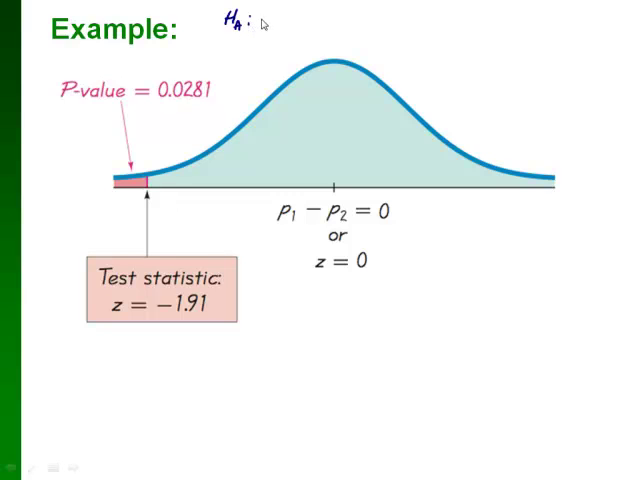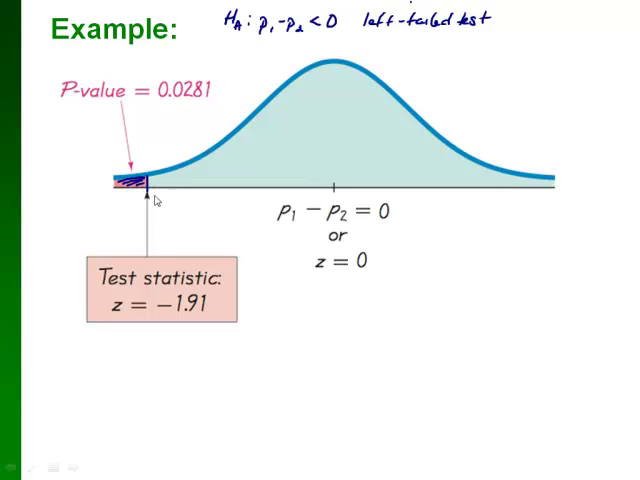And here's our picture, and remember that our alternative hypothesis was that P1 minus P2 is less than 0. That means this is a left-tailed test. Which means that we've got our test statistic here, and we're going from there to the left when we're talking about our p-value.